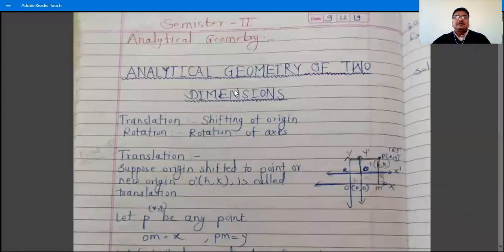We are going to start the semester 2 paper number first, analytical geometry of two dimensions. So there are two papers in semester 2: analytical geometry of two dimensions, and the second paper is calculus. That is the continuation of the first term, first semester. That is, calculus 1 and calculus 2 is in the second semester. But this is not the continuation of the previous paper.